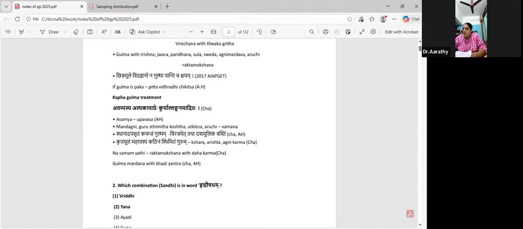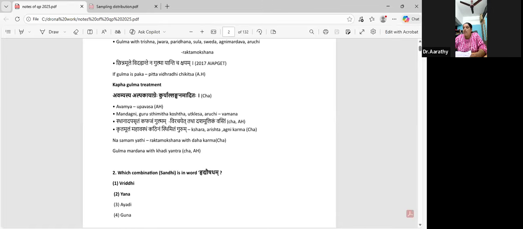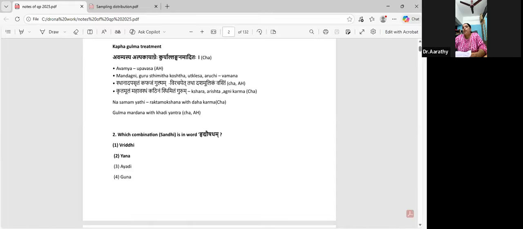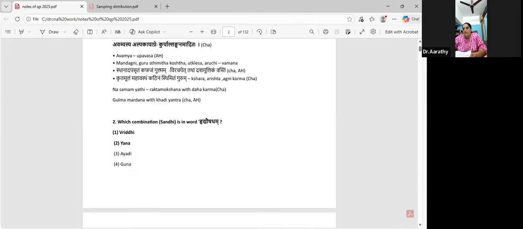These are the conditions in Kabaja Gulma where Kshara, Arishta, and Agnikarma are indicated. So those conditions are very important. Please note it down. Then, na shamam yadi, rakta mokshana with daha karma. If there is no shamana with all these things, then obviously rakta mokshana with daha karma is indicated. Then gulma mardhana is indicated with ghadi yantra. So these are the most important cream points of gulma chikitsa. You have to, at any cost, understand and study these points along with the other points in the notes.